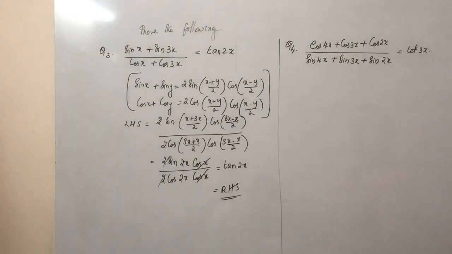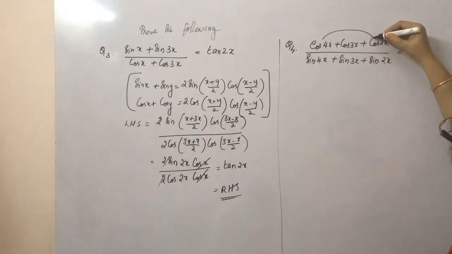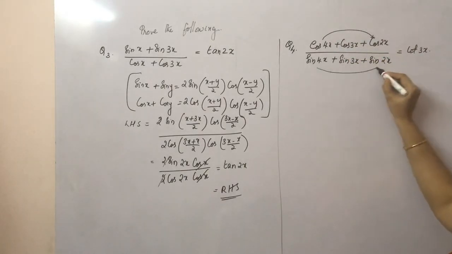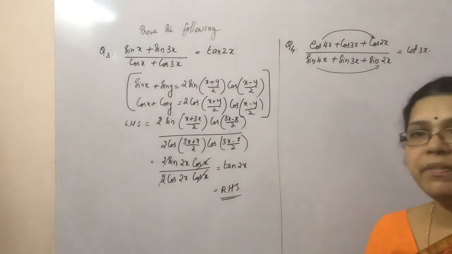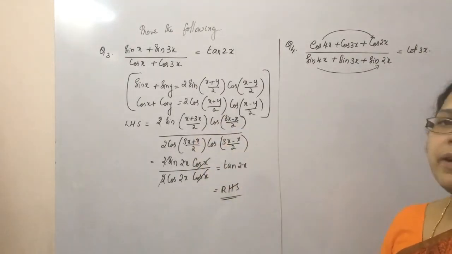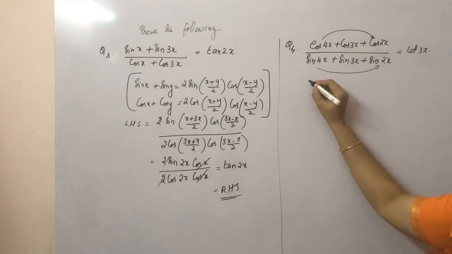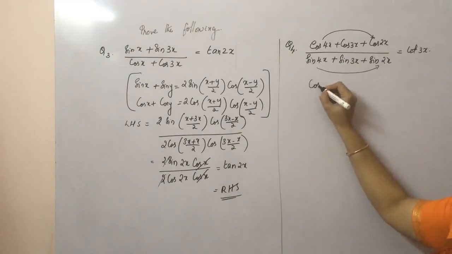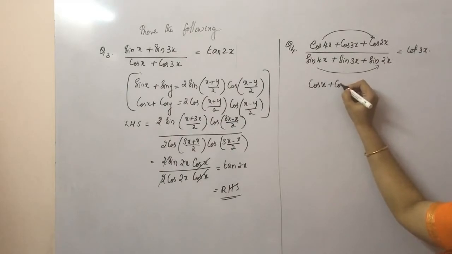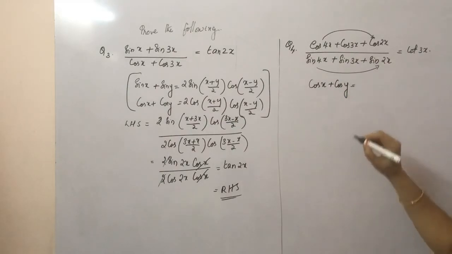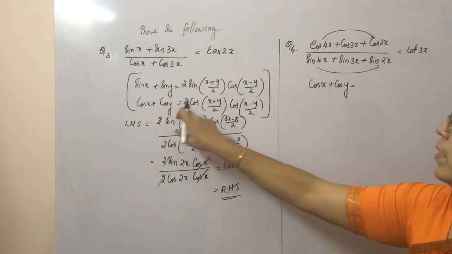Cos 4x plus cos 3x plus cos 2x by sin 4x plus sin 3x plus sin 2x. Now here I club these two and these two. Why? Because this gives me the even angle and I can divide it by 2 completely. Okay, so here which are the formulas that I need? That is cos x plus cos y. What is cos x plus cos y? This is exactly what I have written here.